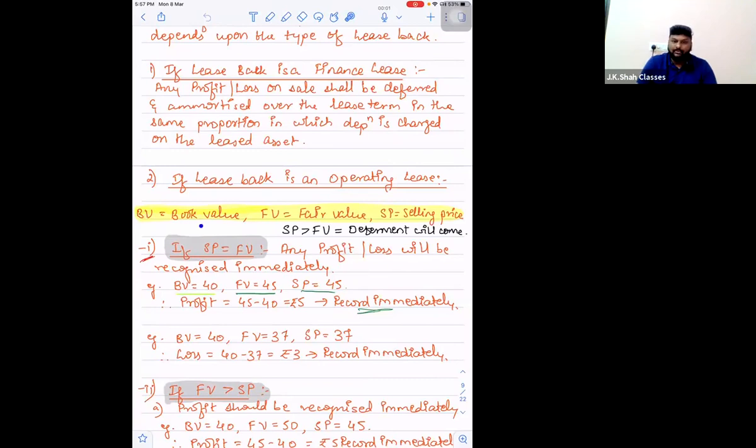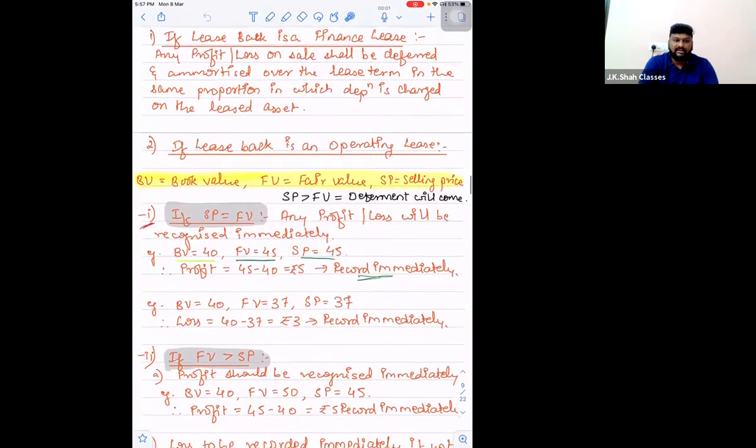So I have just put it before only. BV is called book value. That is nothing but the WDV only. Right? Fair value is FV. SP is selling price. And I have also written the rule over here. Selling price greater than fair value. If selling price is greater than fair value, deferment will come. Deferment means you have to defer the profits.